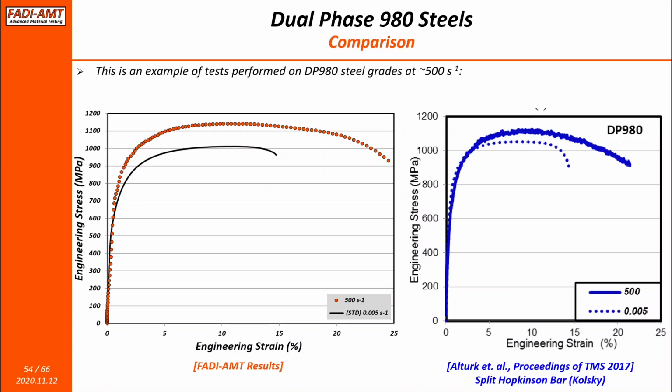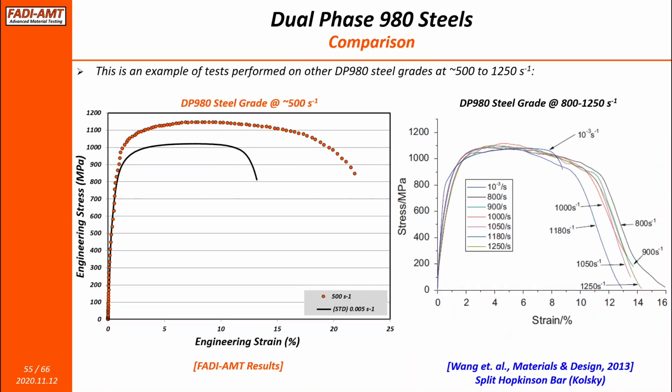This is typically hard to achieve with servo-hydraulic machines, but on the left, we show you an example of a similar material, not necessarily the same DP980, but at least it shows a DP980 test that was done with a servo-hydraulic machine, and you can see the quality of the curve is as good, if not better, than the Kolsky bar. And here's another example with Kolsky bar data from another study that was published in the literature.